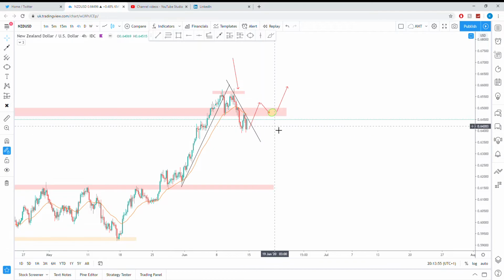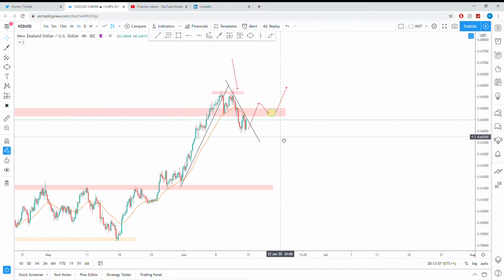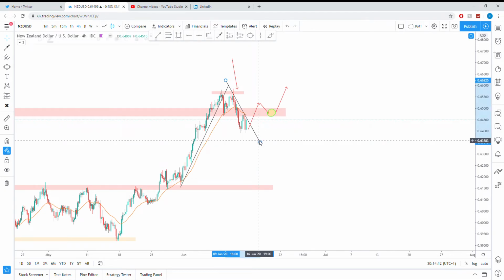But this is just a long-term perspective, and we just need to wait for price to break this trend line. So if that does happen, then we could be looking for this trading opportunity. But for the pullback momentum, it could be still pushing lower. So we don't know if it's able to retrace any lower.